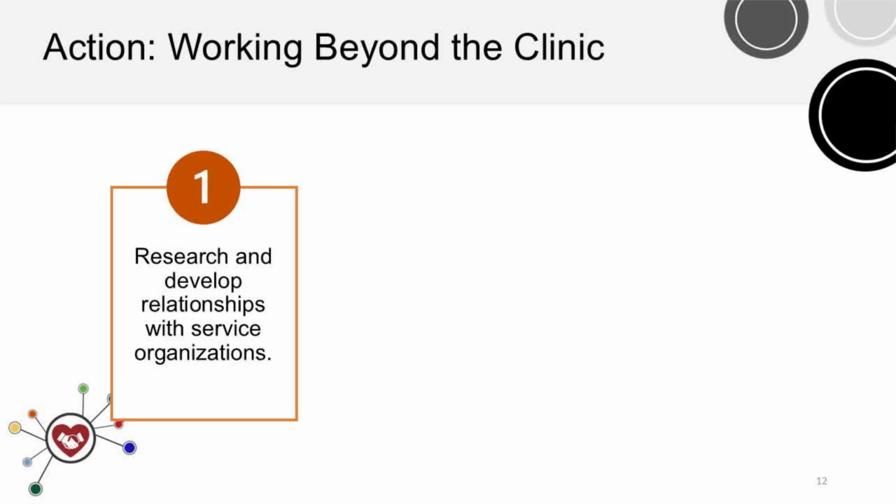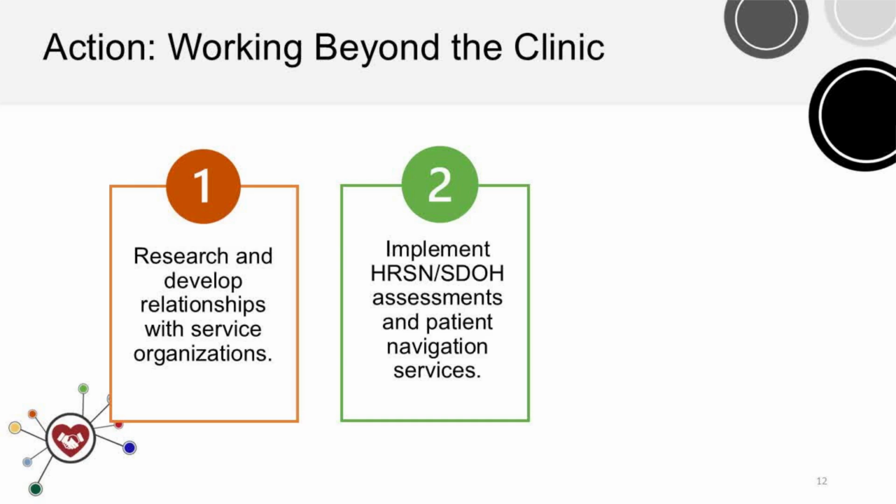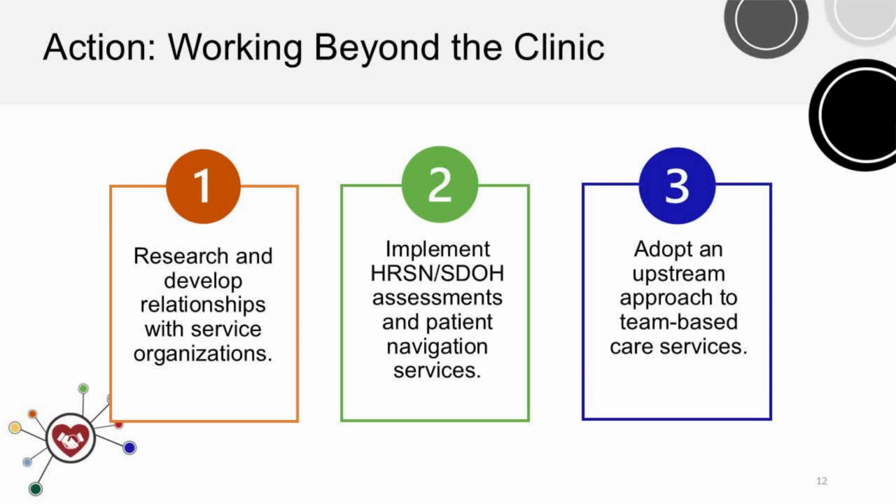In our Working Beyond the Clinic segment, we identified ways to expand our team beyond the clinic and ways to help support our community and patient population. The calls to action for this segment include: research what social services are available in our community and build relationships with those organizations. Implement social determinants of health screening and patient navigation services to connect patients with services available in the community. And adopt an upstream approach, helping address health needs more proactively.